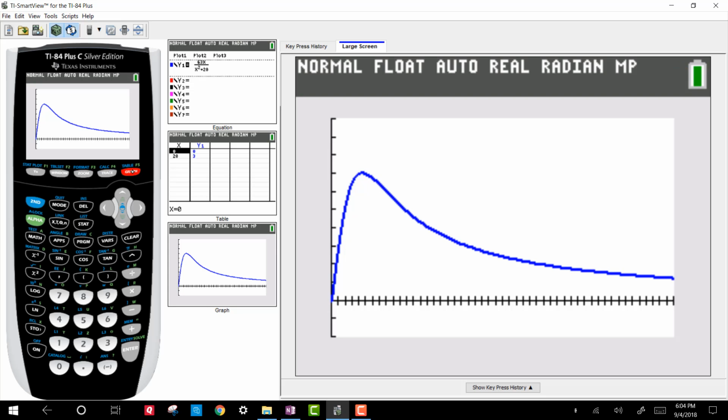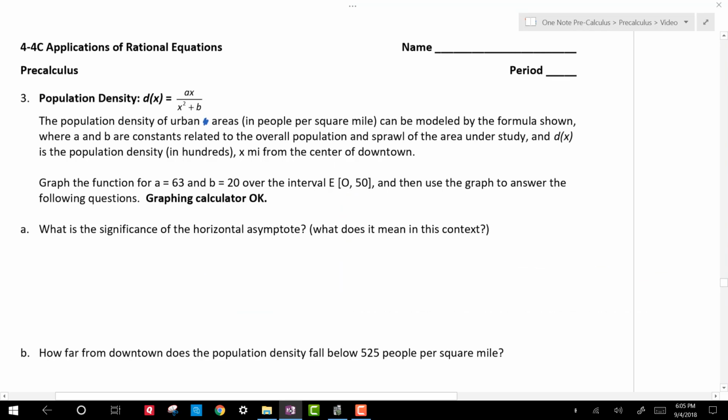All right. So if you look at the first question, it says, what is the significance of the horizontal asymptote? What does it mean in this context? Now, if you look at your equation, right now my equation is d of x equals 63x over x squared plus 20. So if I just gave you that equation and said, hey, what's the horizontal asymptote? You would hopefully tell me that it's 0, okay?